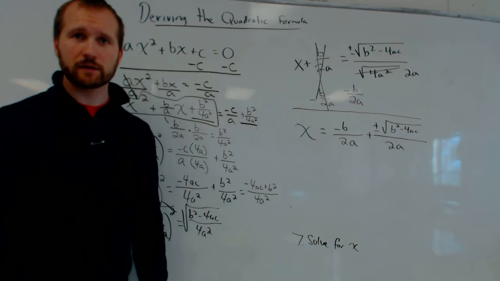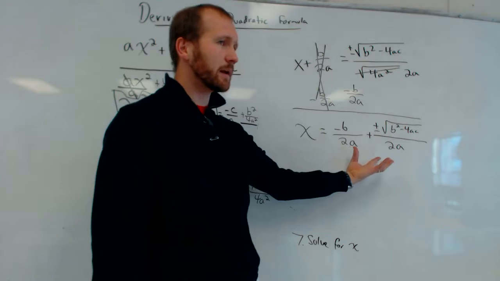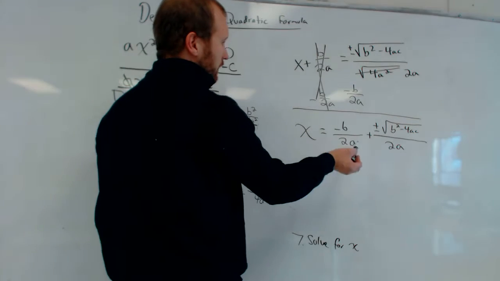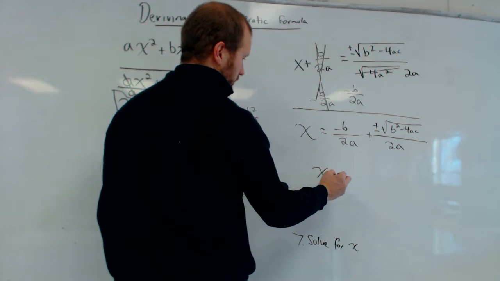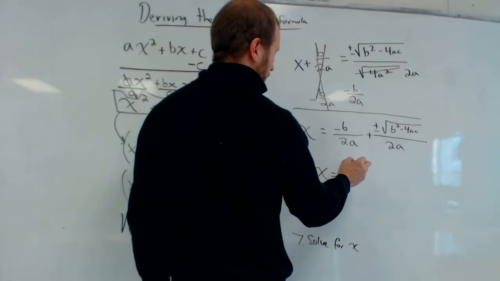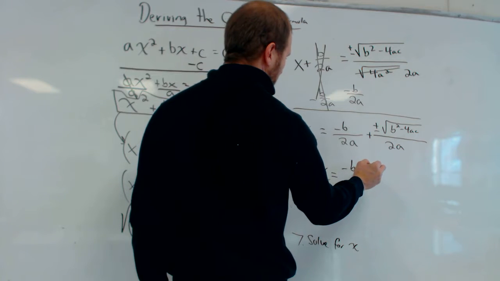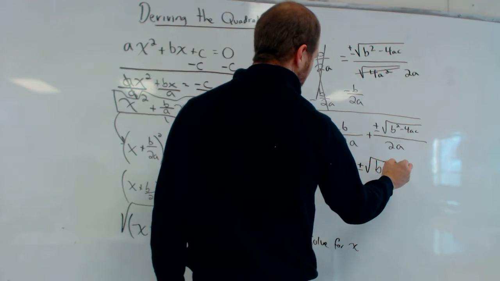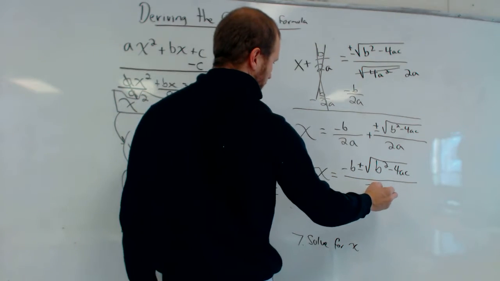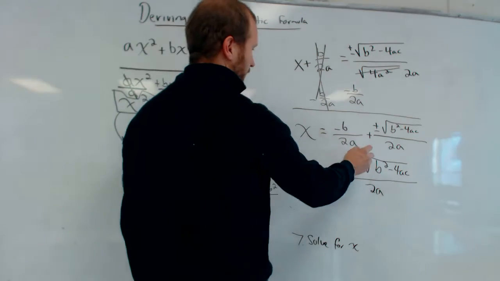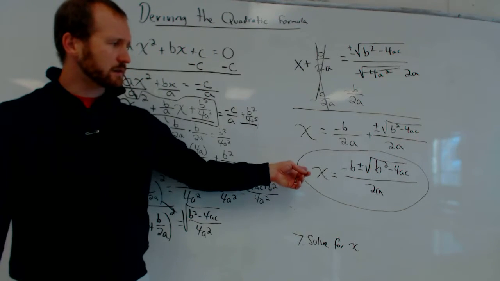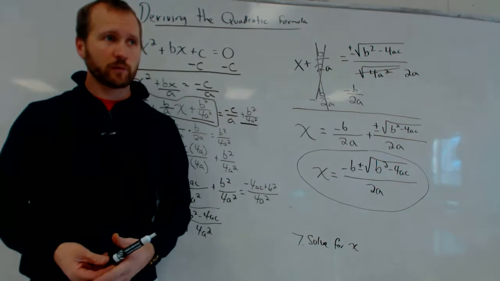What's kind of crazy about this? They already have the same denominator. But remember how that happened? That always happened when you solved these with completing the square. So what can I do now? Negative b plus or minus the square root of b squared minus 4ac over 2a. This is the quadratic formula. Any quadratic will have solutions according to that form.